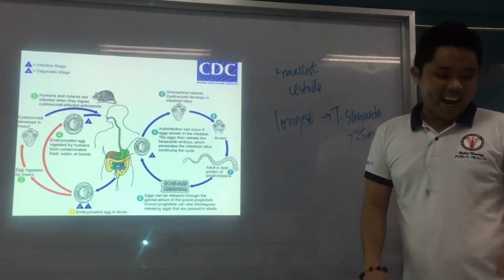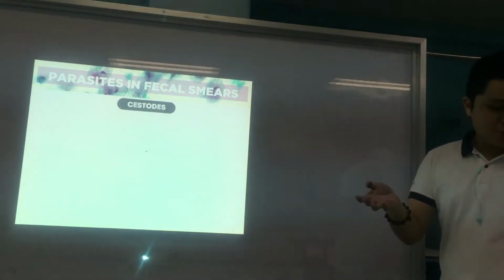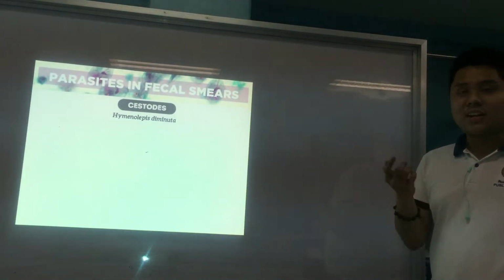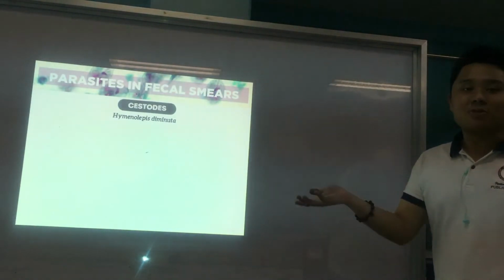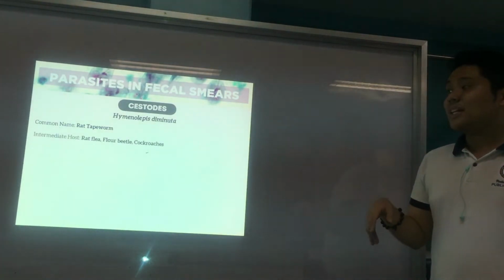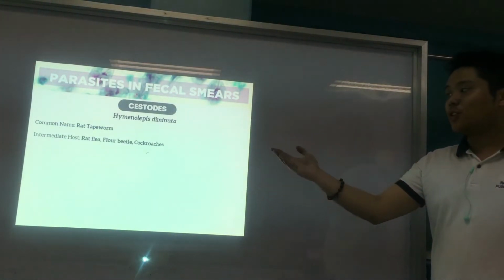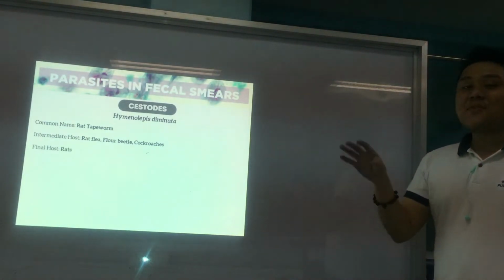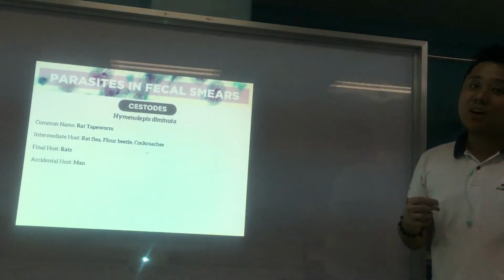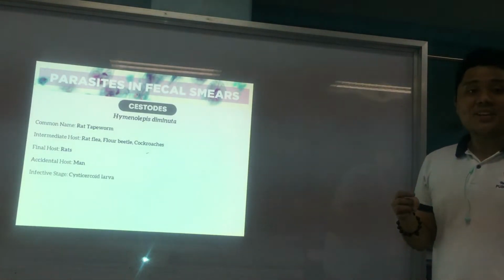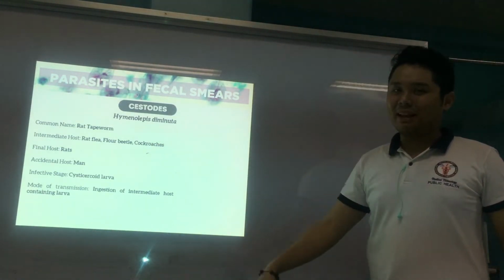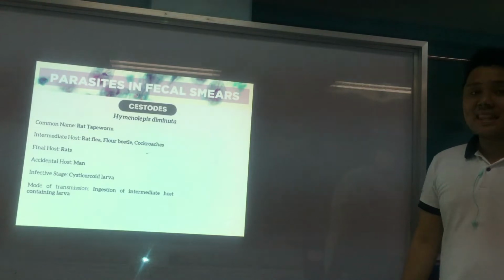All right, so we continue to the next species of Hymenolepis, which is Hymenolepis diminuta. Common name is the rat tapeworm. Intermediate host is the rat flea, flower beetle, or cockroaches. And the definitive host is the rats, and man is just an accidental host. Infective stage is the larva, and the mode of transmission is the ingestion of the intermediate host containing the larva.